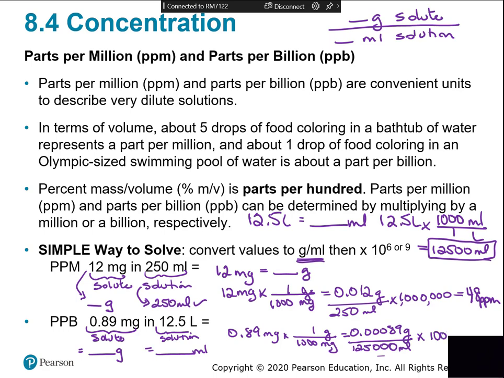And 1 billion is a 1 with 9 zeros after it. So I'm taking 0.00089 divided by 12,500 equals, then times 1, 2, 3, 4, 5, 6, 7, 8, 9. I actually have to make myself count those zeros as I put them in.